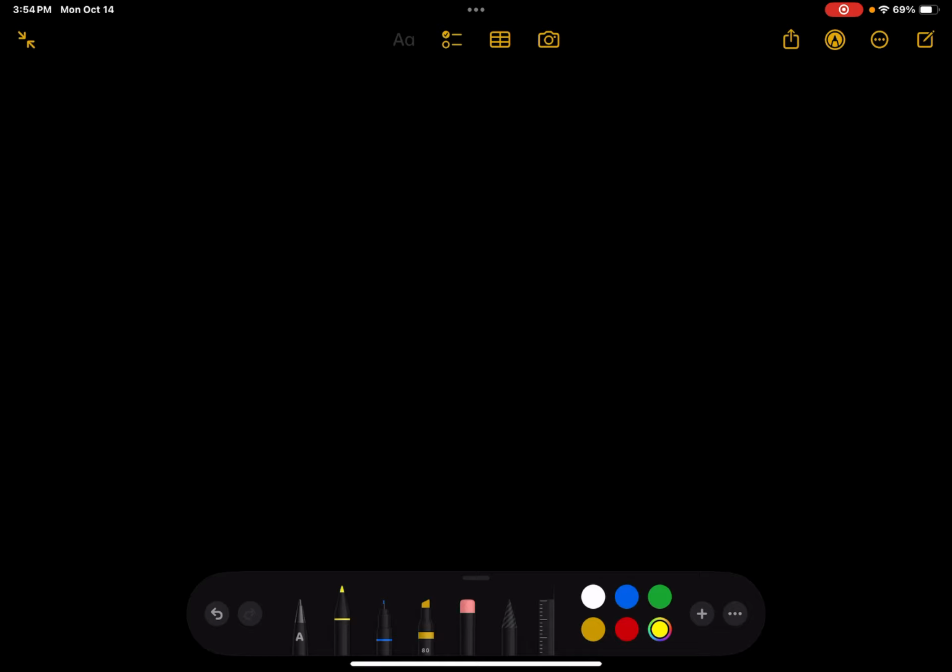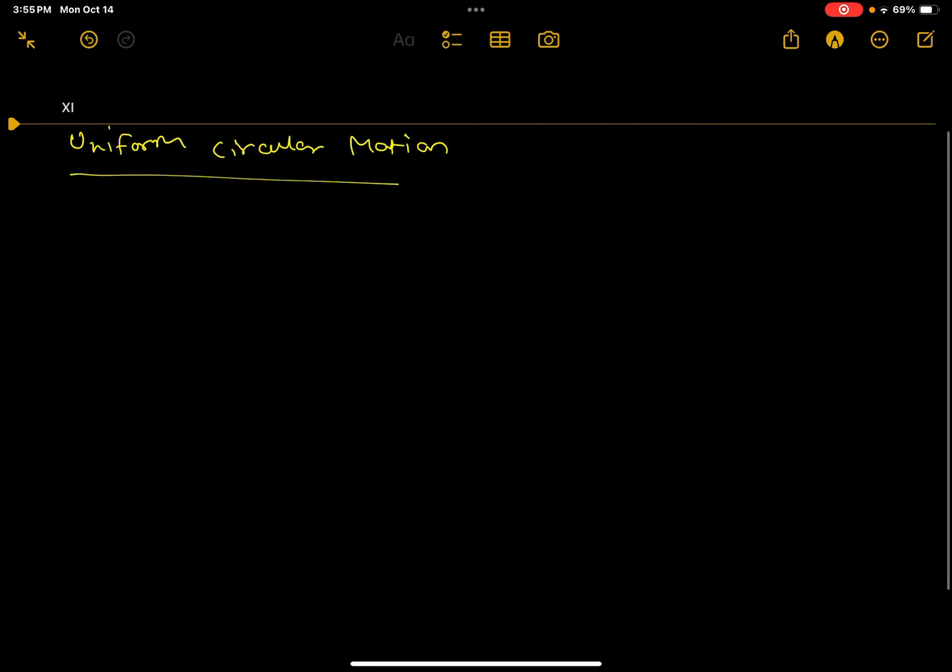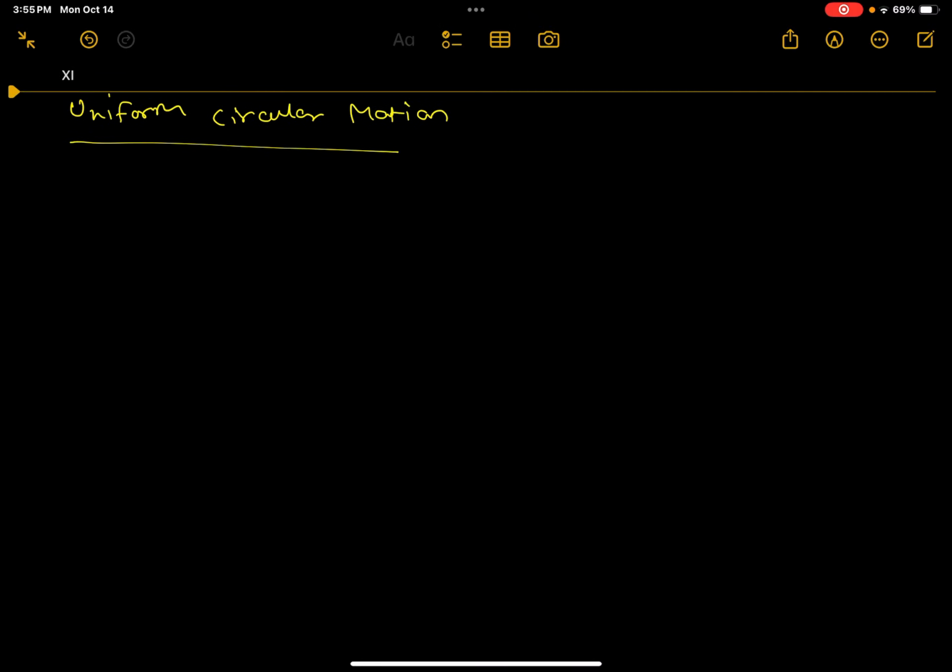Hello everyone. Today I want to start with uniform circular motion. It is of class XI. So, uniform circular motion. Alright, now you'll be seeing what uniform circular motion is.